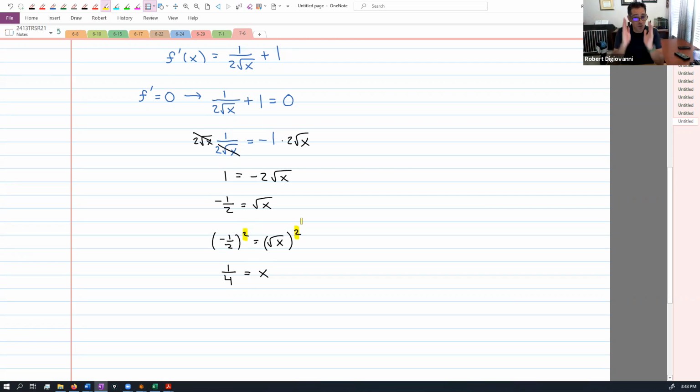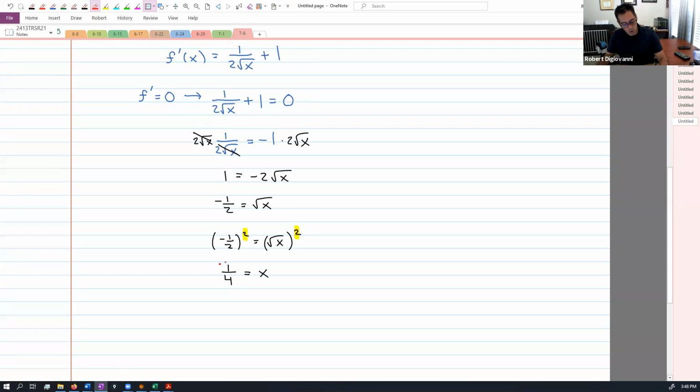This goes for everyone. When you square both sides of an equation, you introduce the possibility of extraneous solutions, meaning you could get an answer that doesn't work. And so you have to check your answer. If you ever square both sides of an equation, you must check your answer. And we're going to check this answer and we're going to see it's not right.